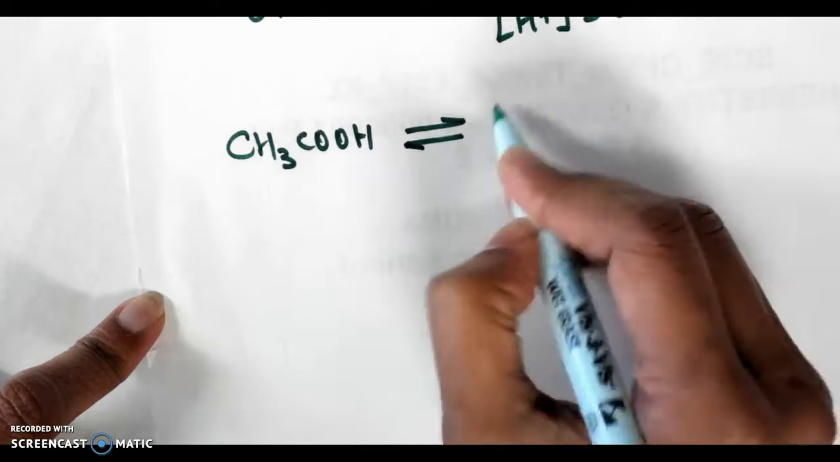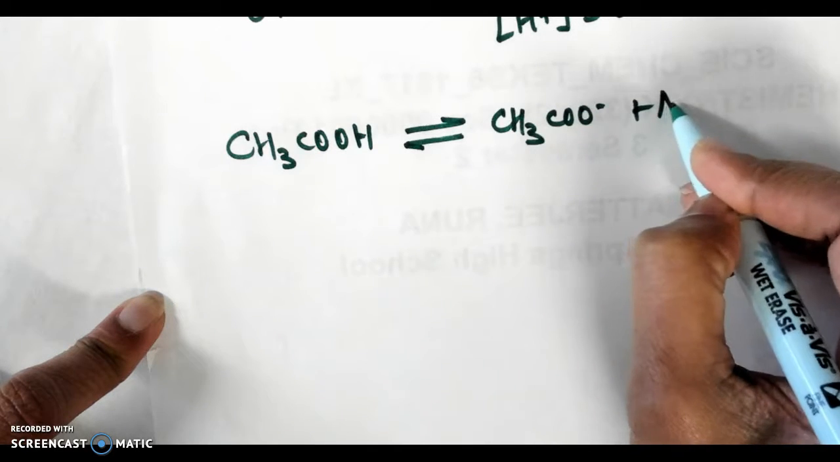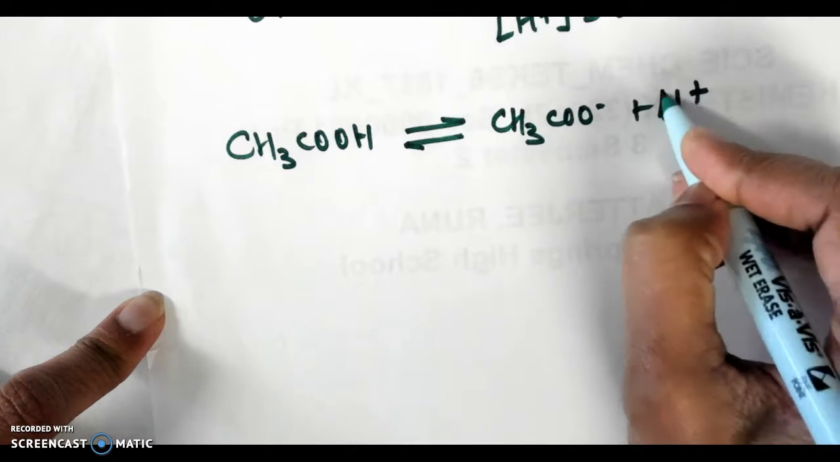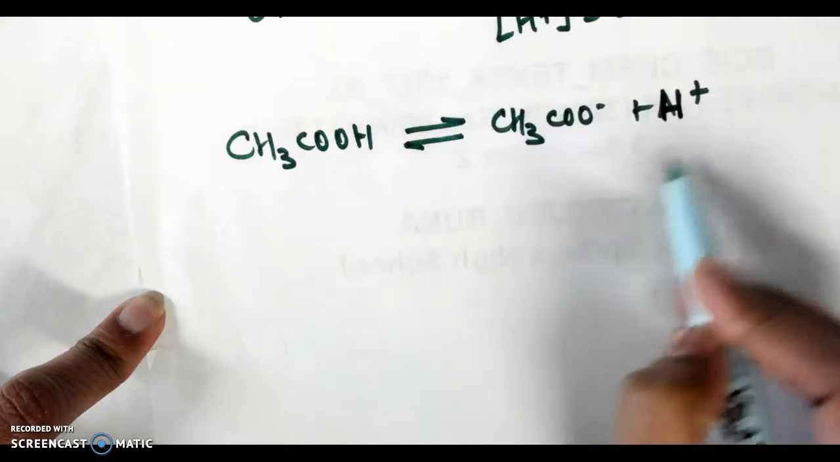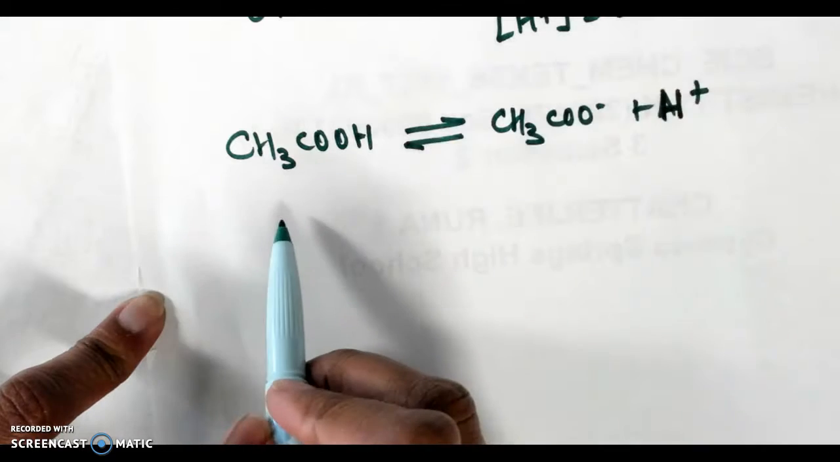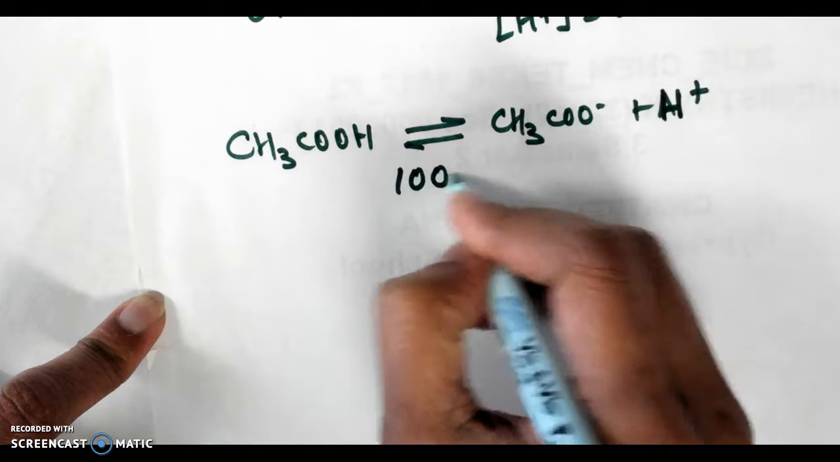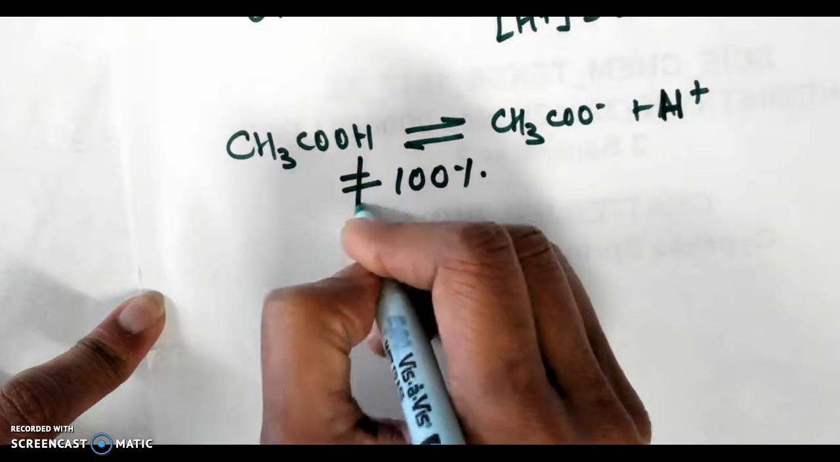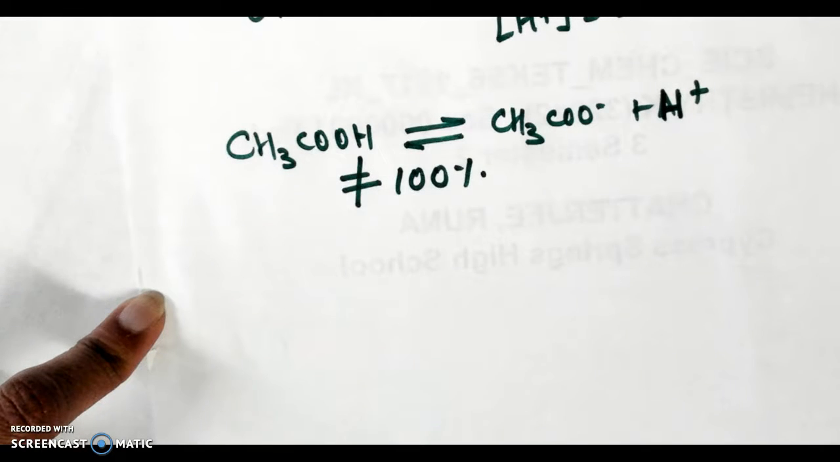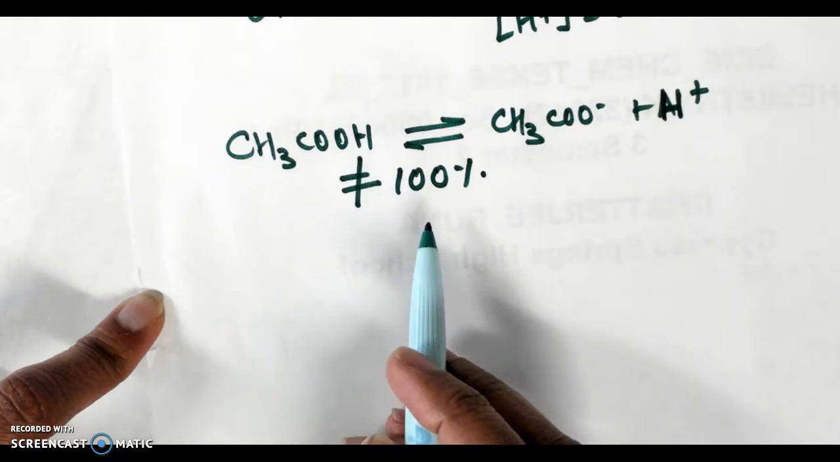However, in this case, these ions have a huge tendency to recombine and make the acid once again. Therefore, dissociation of this acid is not 100%. On the contrary, dissociation of a weak acid is extremely low.